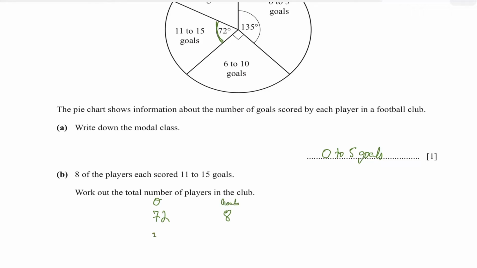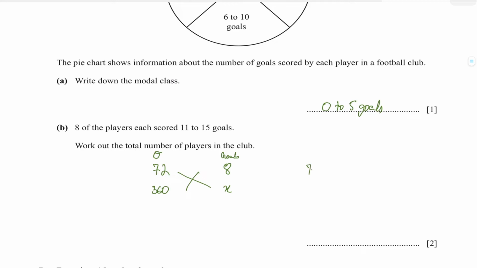So if I want to work out the total number of players, the total is 360 degrees, which is equal to x. So let's work this out. 72 times x equals 360 times 8. Remember, it's paper 1, so no calculator. So 8 9s are 72, and 8 1s are 8. I can further simplify 9 and 360. 9 1s are 9, 9 4s are 36. 0 carried forward, and the answer is 40 times 1, which is simply equal to 40.